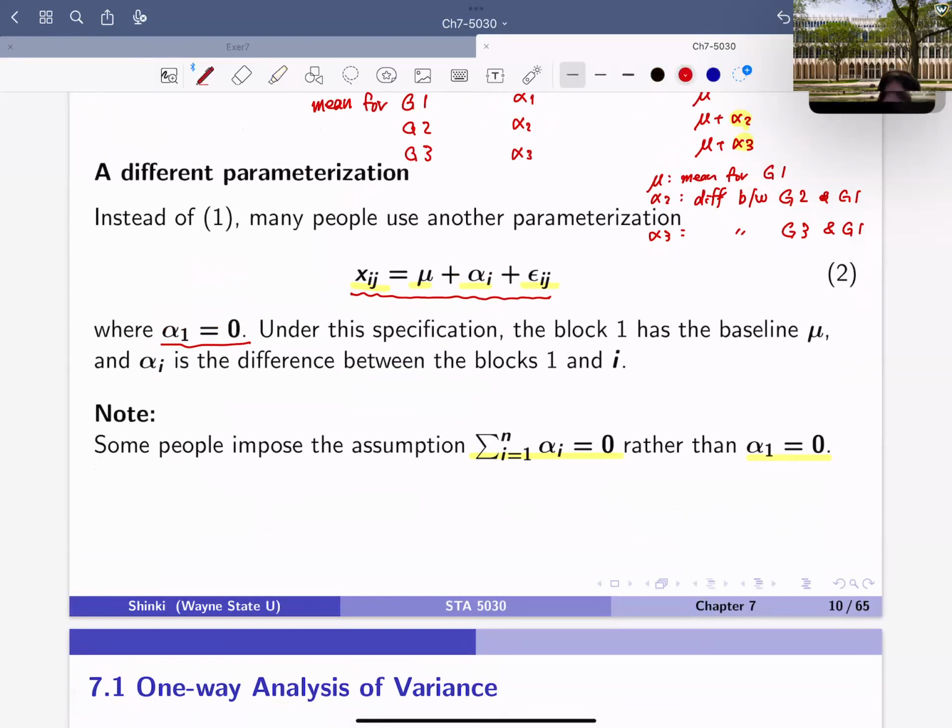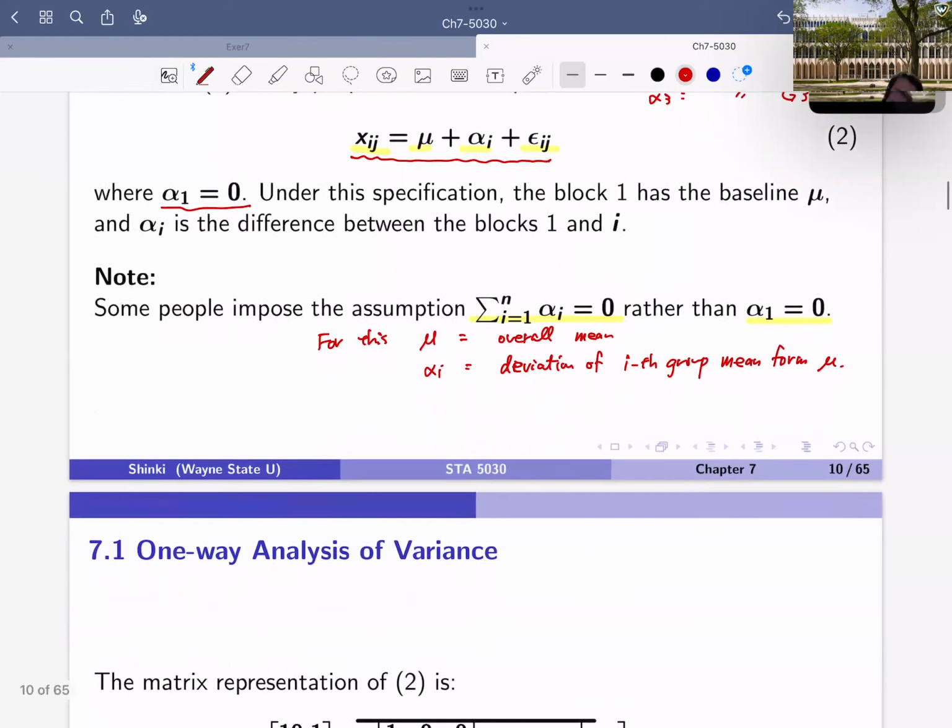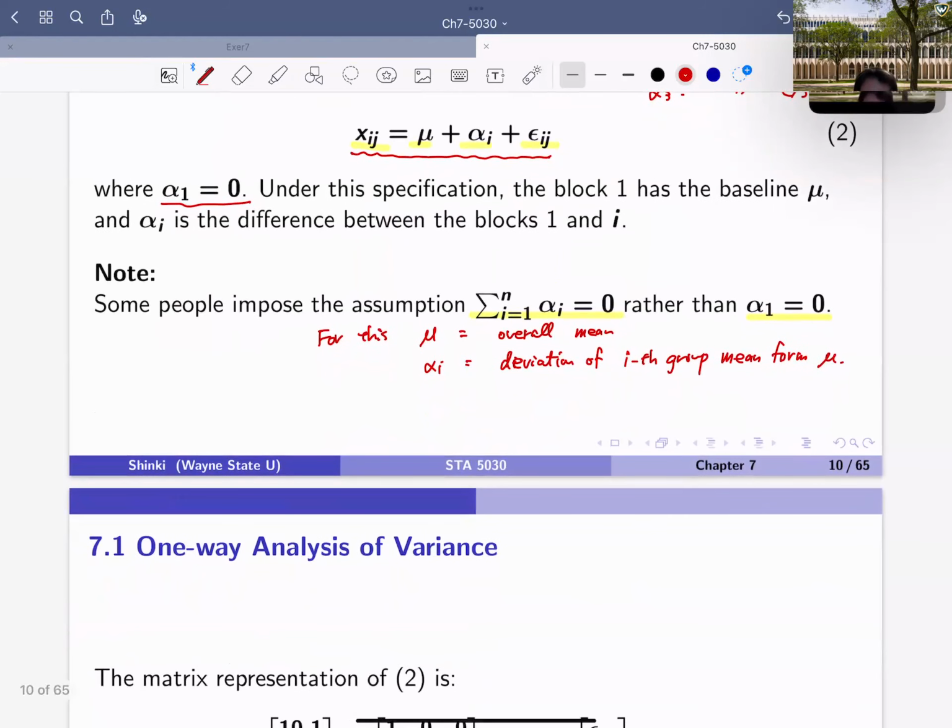So in this case, mu is the overall mean, and alpha i is the deviation of the i-th group mean from mu. So that is also reasonable. The mu is more easily interpreted.